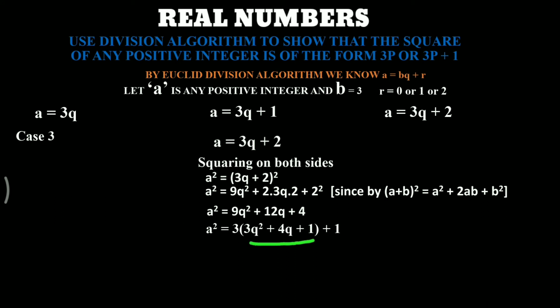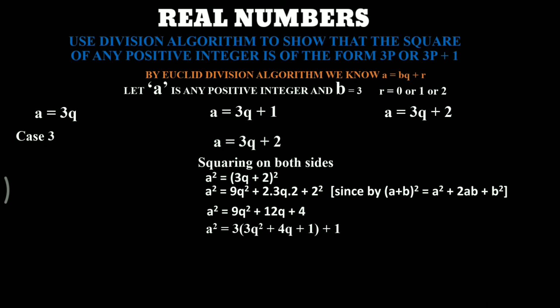Let me check whether this step is correct or not. 3 into 3, it will become 9, 9q square. We got the first one. So second, I am going to multiply 3 into 4q, which is equal to 12q. I got the second term. Next I will multiply 3 and 1. 3 into 1 is equal to 3 and plus 1 is equal to 4. So without disturbing the properties, I have taken 3 common.